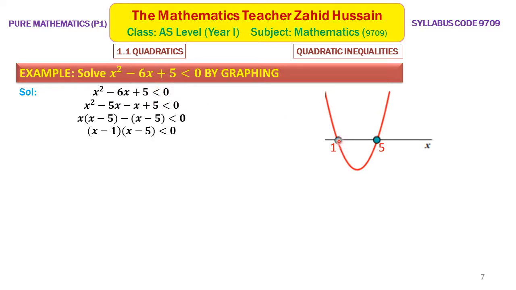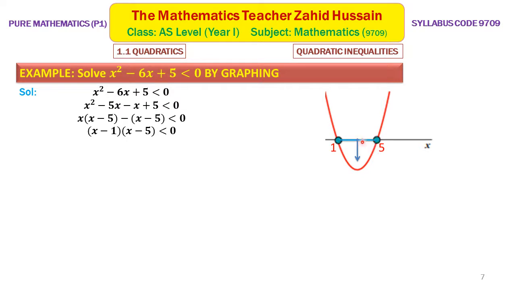Look at this. From this point to this point, the function is negative, and from this point to negative infinity, the function is positive, and from this point to positive infinity, the function is positive. We need those values of x where the function is negative, and the function is negative below the x-axis, and there is a less than sign only. There is no less than or equal to. So it means from this point to this point, the function is negative.